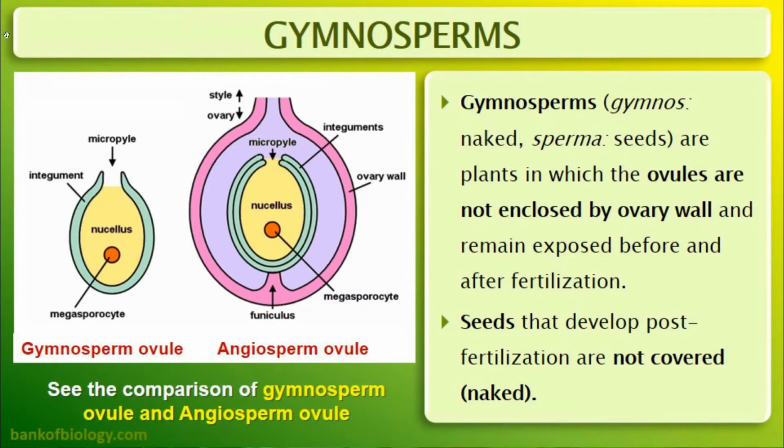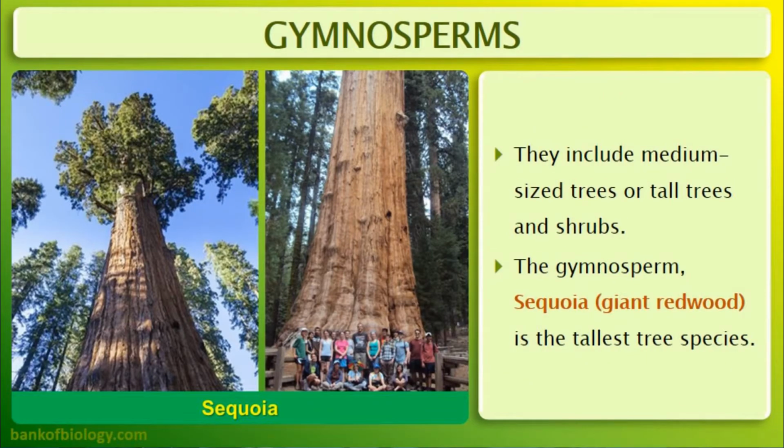This is the comparison between the two ovules. This is the gymnosperm ovule, which does not have the ovary wall. This is the angiosperm ovule, which has the nucellus and megasporocyte along with the ovary wall. And this ovary wall only will develop into the fruit after fertilization. Gymnosperms include medium-sized trees to tall trees and shrubs. The tallest tree species, Sequoiadendron, the giant redwood, is shown in this picture.